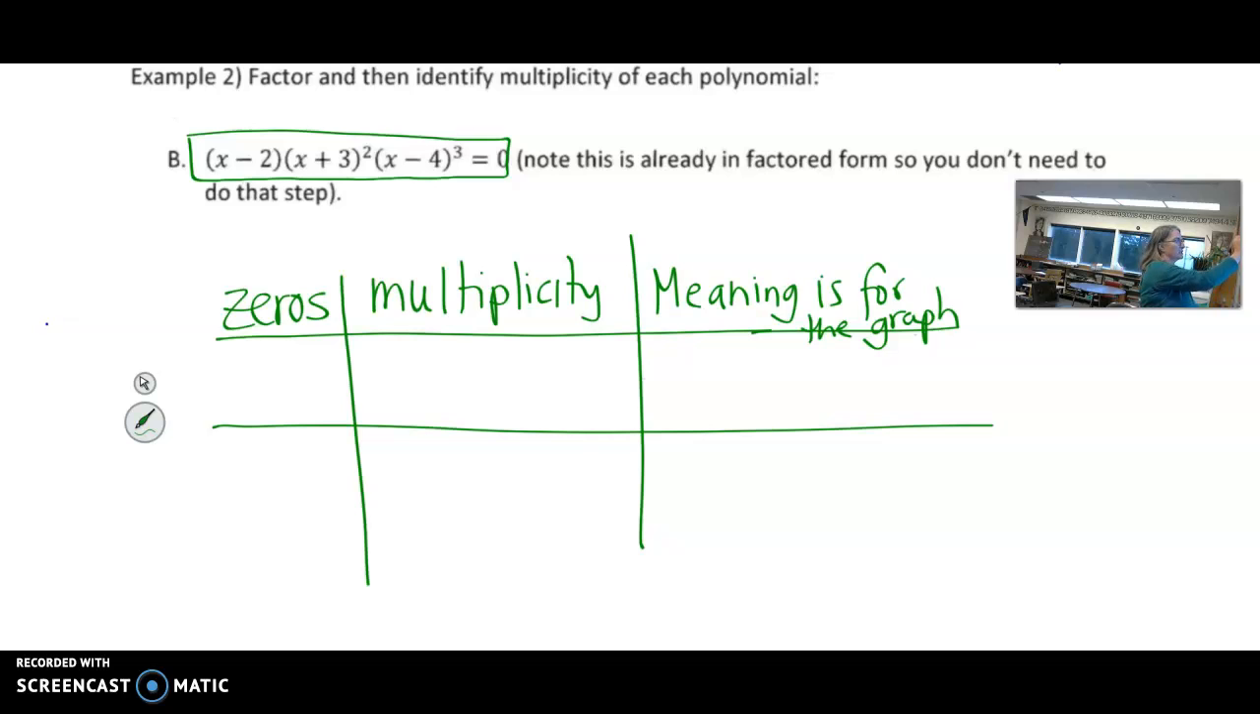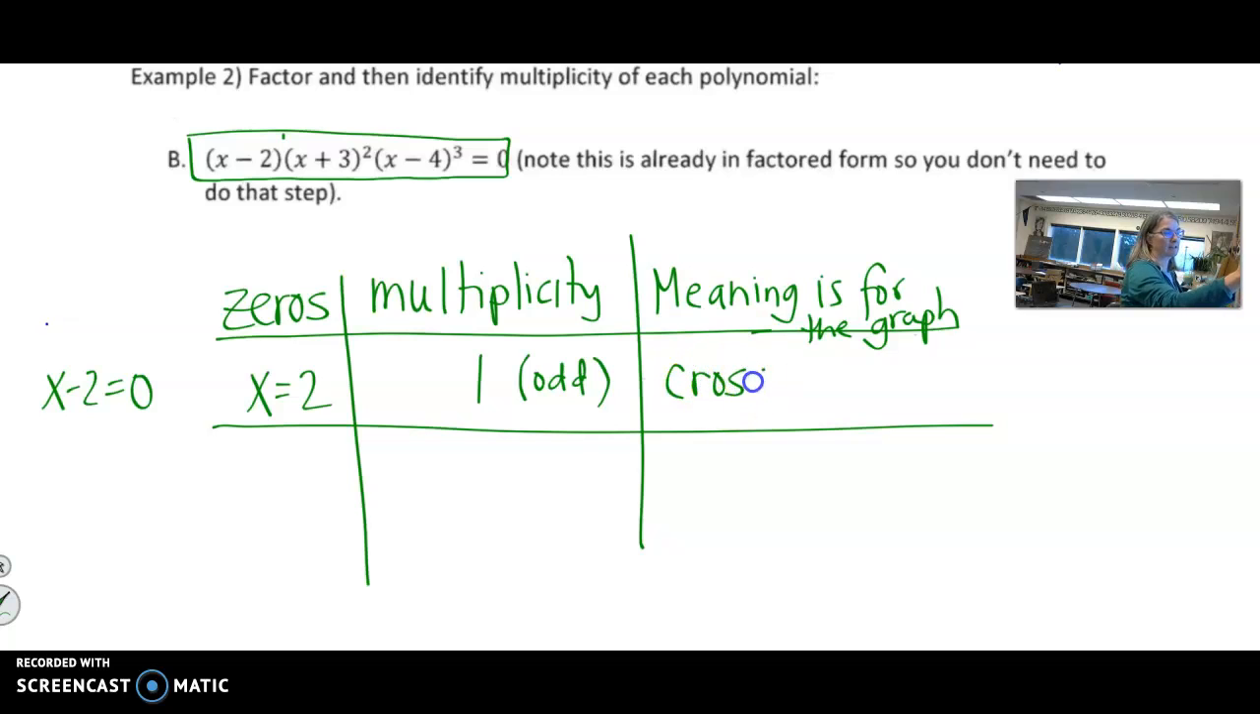Okay, so x minus 2 is a factor. It will equal 0 when x is equal to 2. So I have a zero of 2. That multiplicity is 1 because it is a factor. If I expand it, it still only shows up one time in my factored form. Multiplicity is 1. And then what does that mean for the graph? So 1 is odd, and because it's odd but not greater than 1, like 3 or 5, it crosses straight through the x-axis.